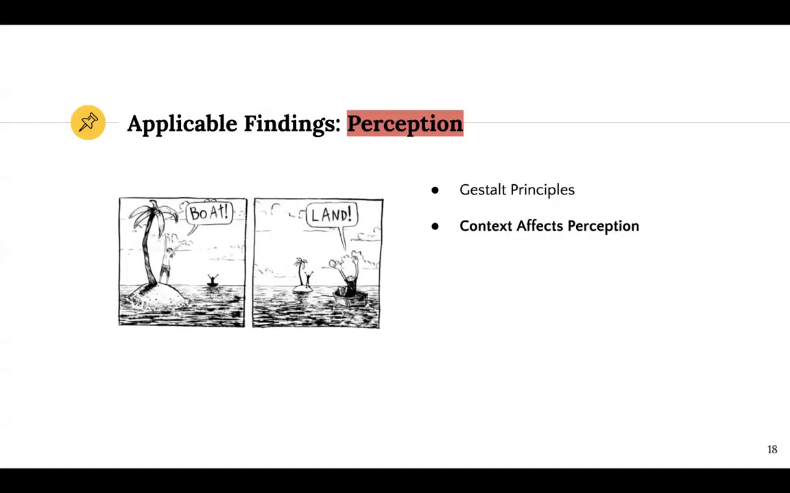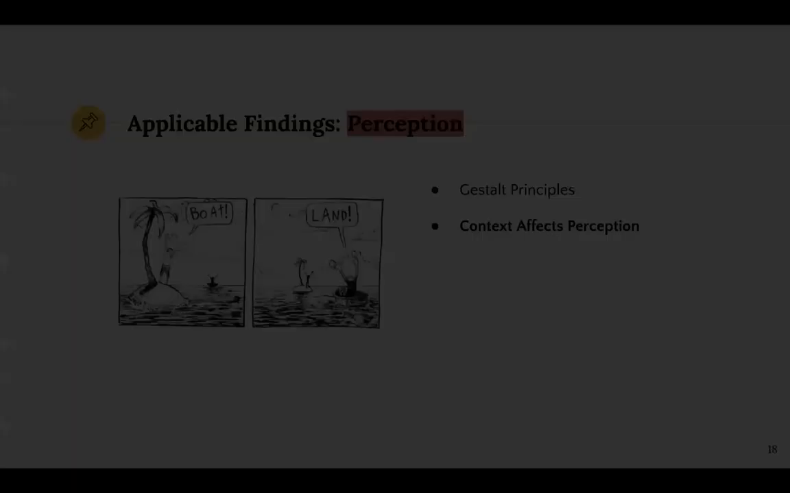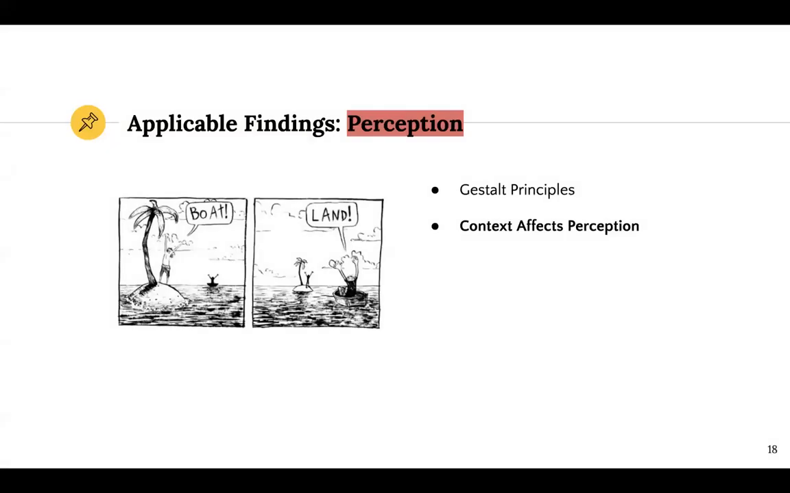And context affects perception. There's a funny comic on the left where you see the guy on the island yelling boat and the guy on the boat yelling land. So that's a funny way to interpret that. But this also applies to optical illusions. When the same circle is surrounded by bigger circles, it appears smaller. And the size is also visually affected by the distance of the surrounding circles from the circle in the center, things like that.